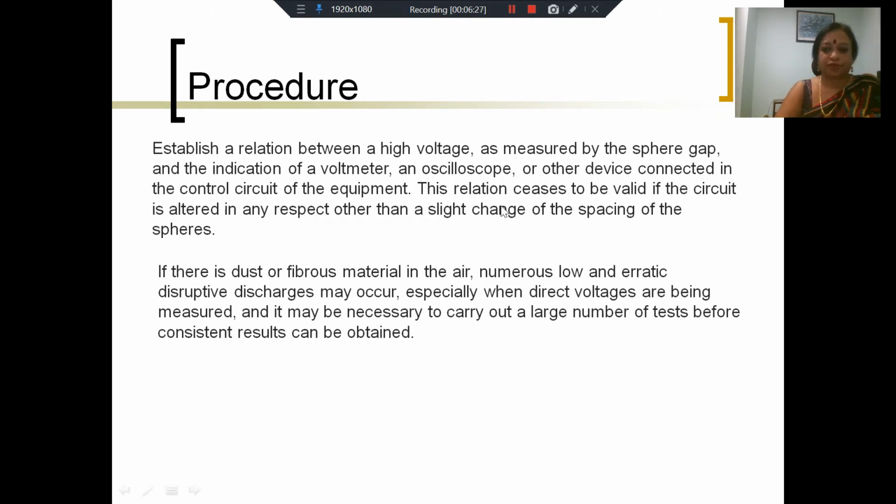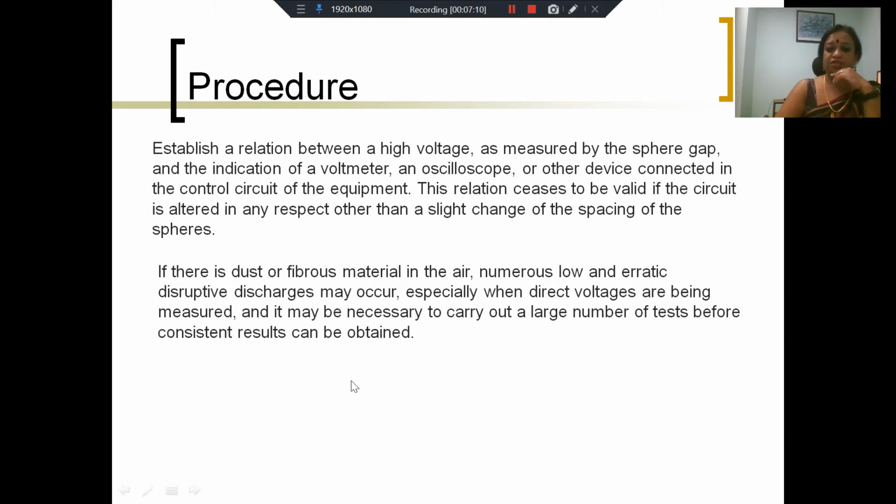reads the breakdown voltage. This relation, however, will cease to be valid if the circuit is altered in any respect other than a slight change of spacing. A slight change of spacing means we maintain the same Schweiger factor with respect to the radii and the distance. When the radii get to the same order of magnitude as the distance, this will no longer hold. And if you change anything in the external circuit or the control or measuring circuit, then this condition will not hold. So after we have set up the experimental setup, we need to calibrate the circuit and proceed with the measurements.